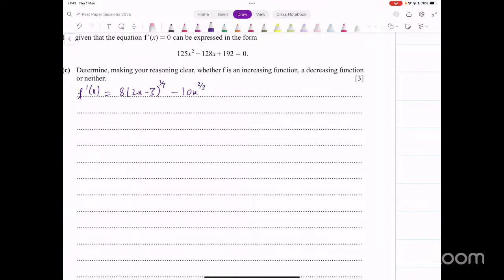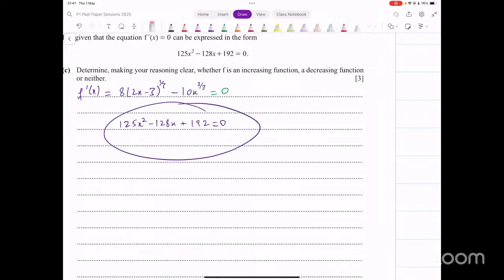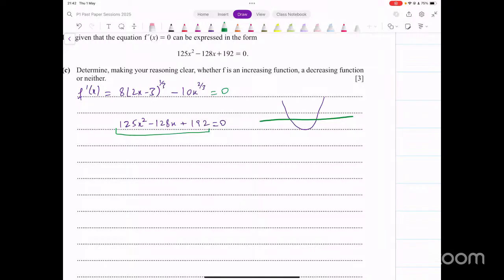That's the actual derivative. They're saying when we put this equal to 0, we can rearrange this to get the equation that they've given here: 125x squared minus 128x plus 192 equals 0. Now, this is a quadratic equation. Can we solve this equation? Let's figure that out. The shape of this quadratic function, in the current form, is going to look like this. There are 3 possibilities. It could either intersect the x-axis at 2 points. In that case, some of this will be positive and some of it will be negative. So we could say some part of the derivative is positive, some part is negative. That means the gradient of the function is positive in some part, negative in another part. In that case, it would be neither.